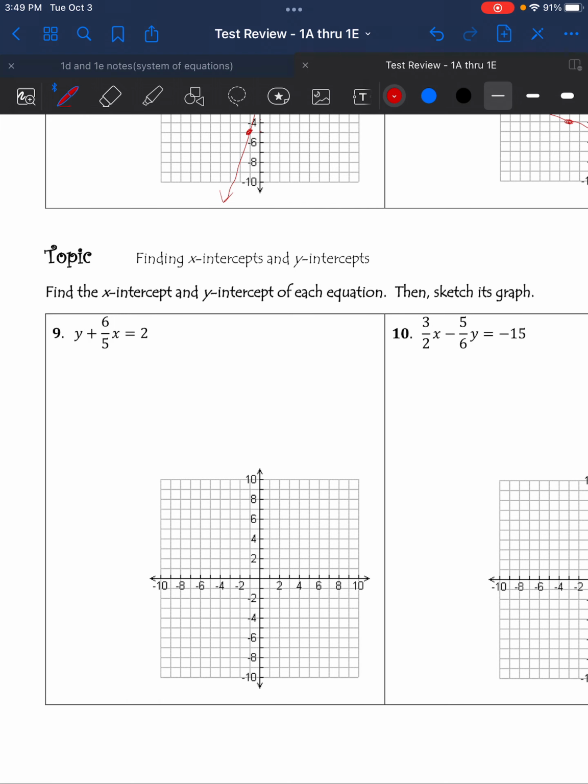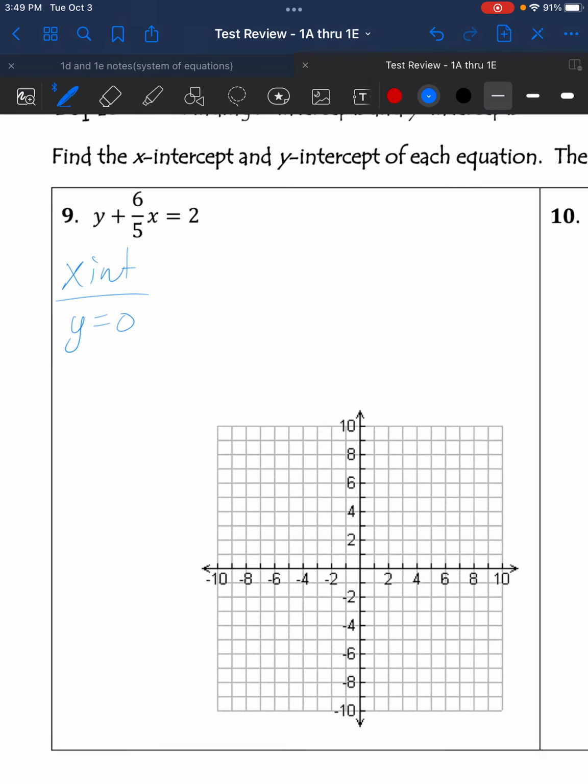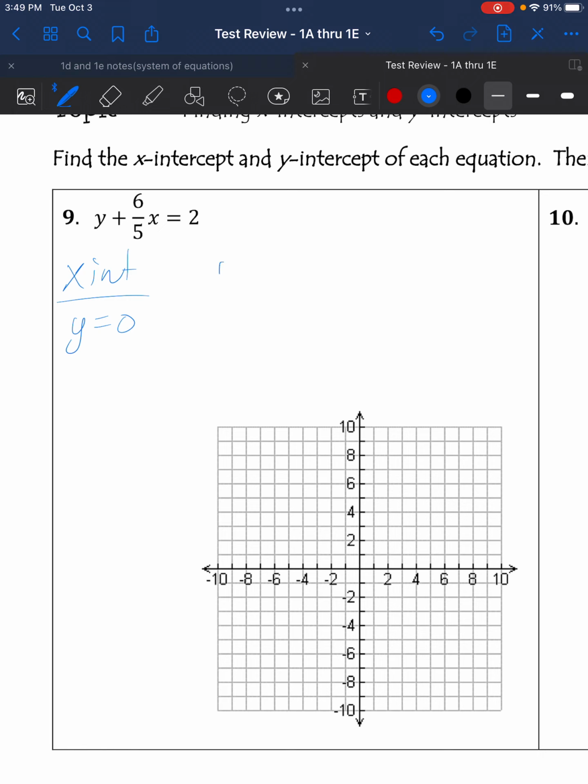All right, now finding x and y intercepts. To do this, to find your x-intercept, you set the y equal to 0. And to find your y-intercept, set your x equal to 0. That's the easiest way to do this. So y equals 0, so I'm going to put a 0 in for y.